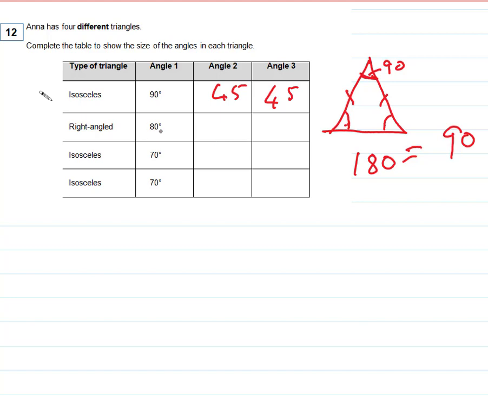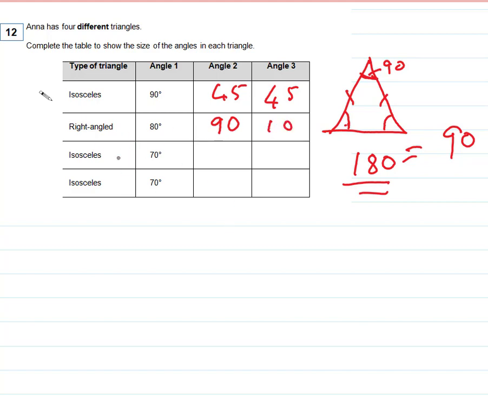Okay, and a right angle triangle, one of the angles is 80 degrees, but because it's a right angle triangle, we know that one of the angles must be 90 degrees. That's why it's a right angle triangle. And then what you do is you add them up. So 80 plus 90 is 170, and we know that angles in a triangle always add up to 180. So that means the missing angle is 10. Okay, you've got to look for the clues.